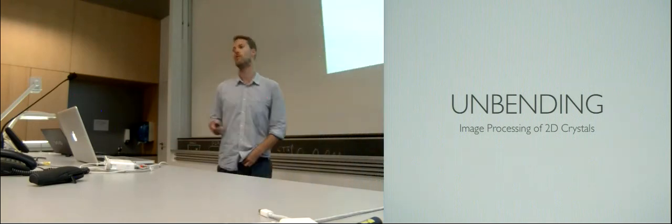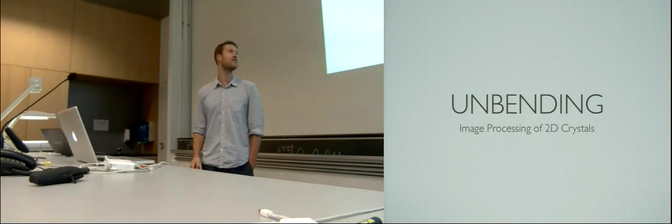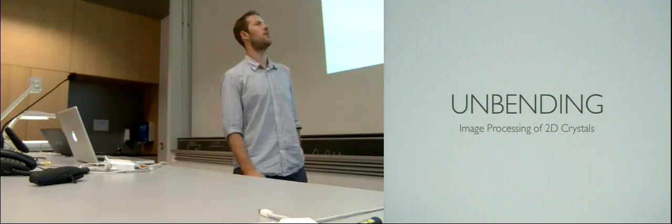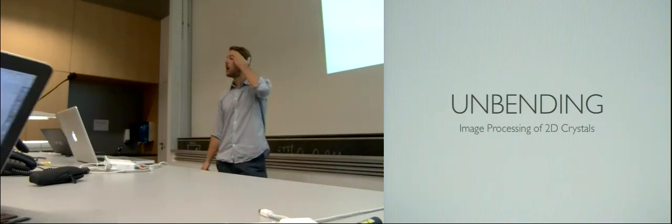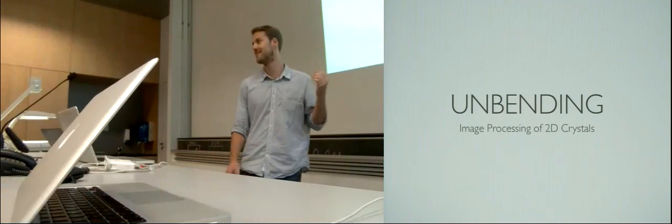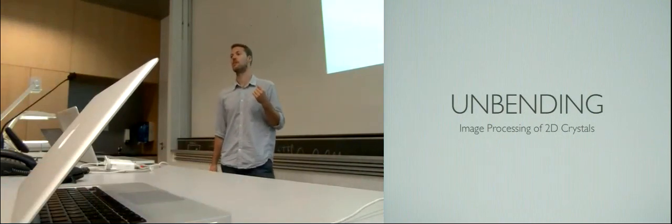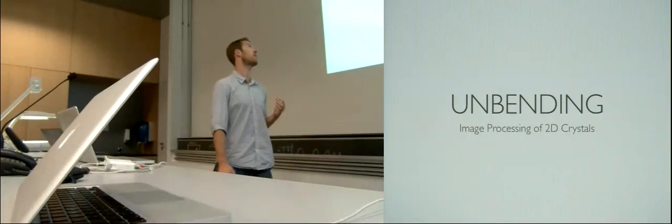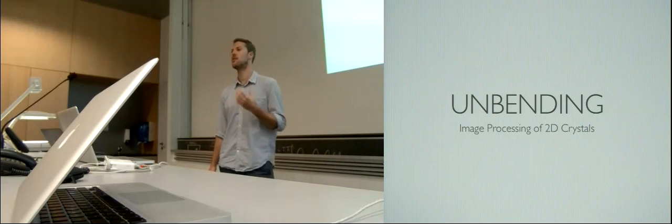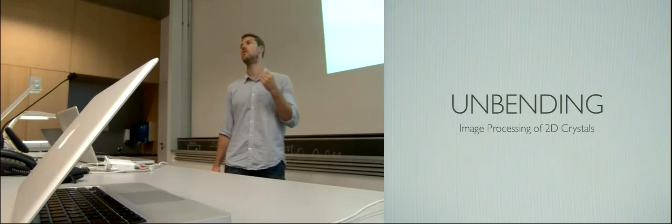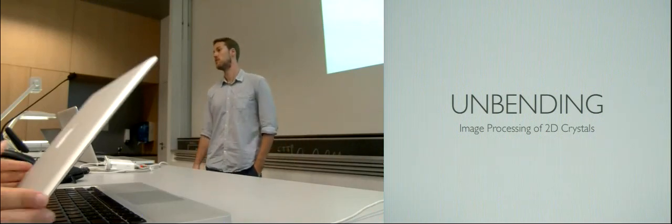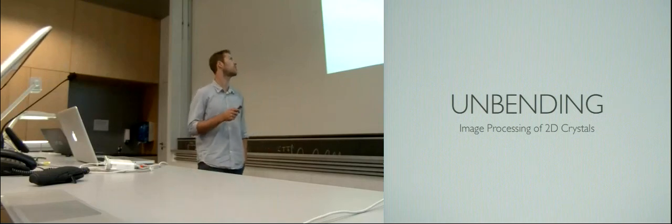So before we heard about the contrast transfer function, which we learned is the inverse Fourier transform of the point spread function. And so we're trying to correct for these effects, which are introduced by the imaging system. And now I'm going to be talking about physical distortion. So before we had perturbations of our image by the imaging system. Now we need to correct for distortions in our 2D crystals in our image. And this is what we call unbending.